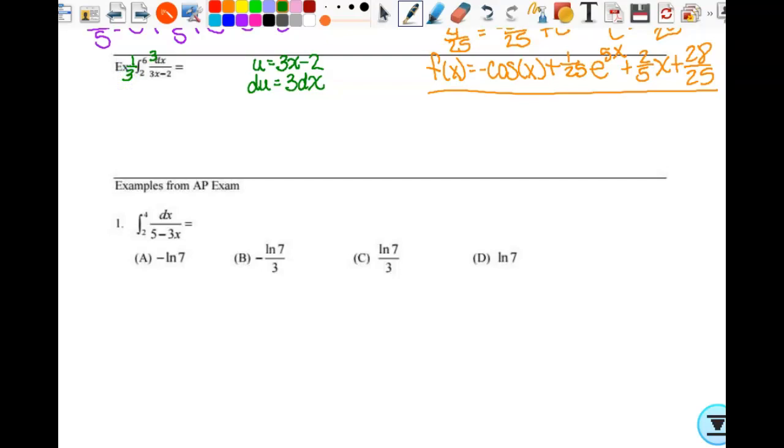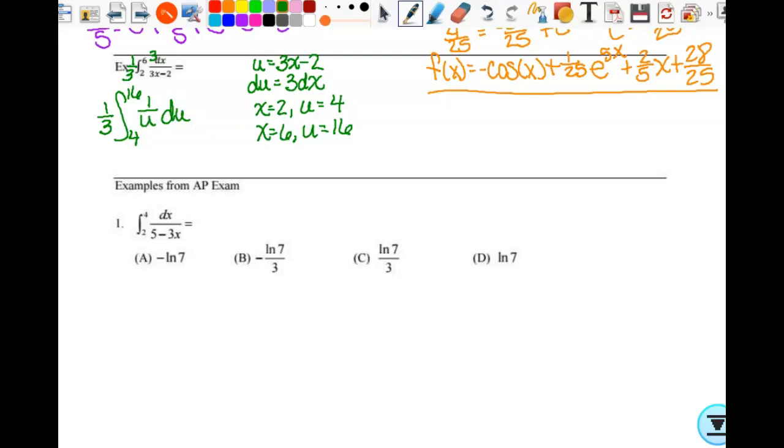The other thing I have to make sure I do is, I'm going to have 1/3, and I'm going to integrate that. Well, this isn't necessarily going to be 2 and 6 anymore, right? Because I'm going to have a u in there. So when x equals 2, what would u be equal to? 4. And when x equals 6, u would be equal to what? 16. Okay? So I'm going to integrate from 4 to 16 of 1/u du.